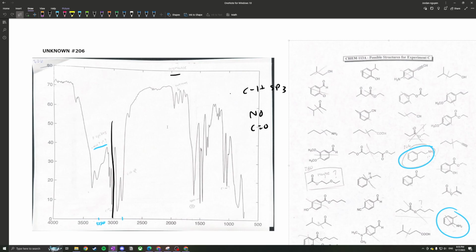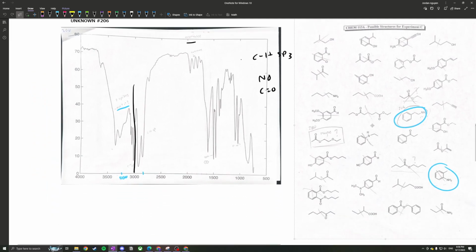The major peak that I really looked at was this one, between 3300 and 3400. From that I know that it could be an amine, and since there are 2 spikes, it would specifically be a primary amine, so it would have 2 hydrogens, NH2. From those peaks, I narrowed it down to these 2, the ones I circled in blue, because I didn't see a carbonyl peak around 1700, so I eliminated all the aromatic compounds that had a carbonyl.